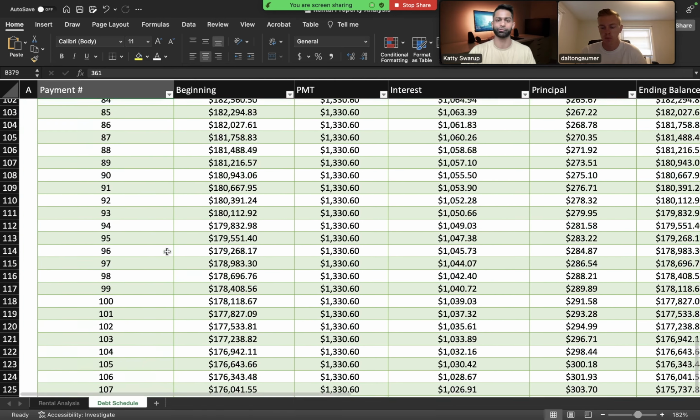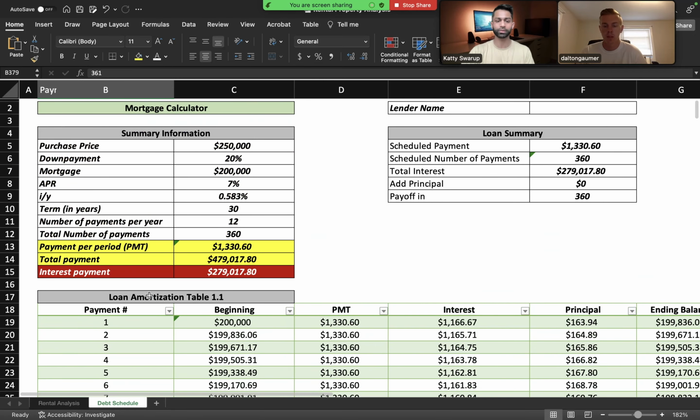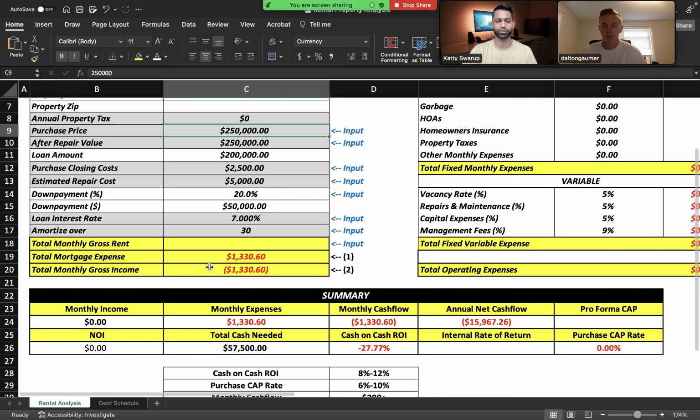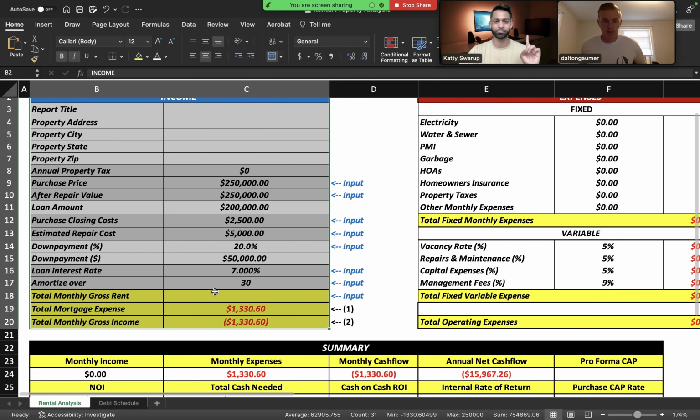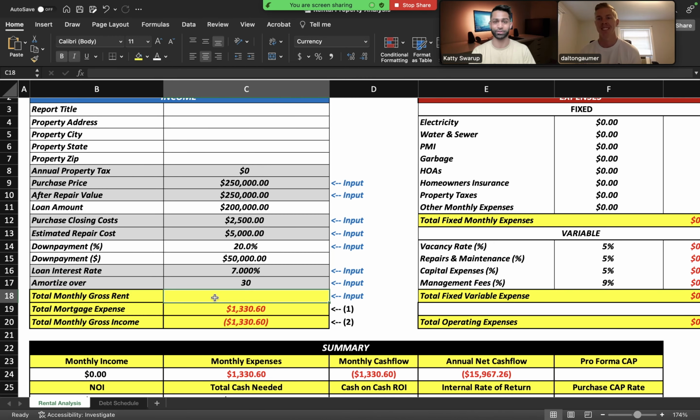So that's also available for you to visually see what it looks like. And total payment is for $479,000, including interest. But going back over to the spreadsheet, the income section is really only accounting for the property itself, the amortization of that property, so financing, and probably the most important metric when it comes to income is rent, right? How much are you going to charge the tenants to be able to live there?